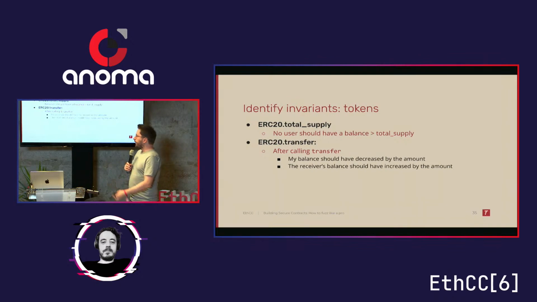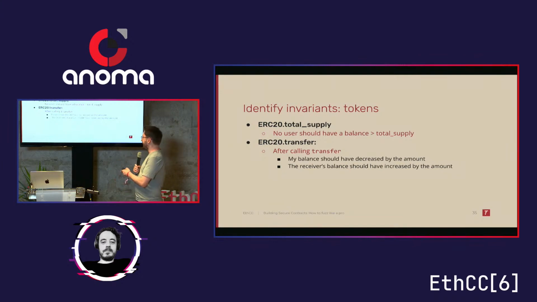You can also start thinking about individual functions. If you have a transfer function, what should be the behavior of a transfer? Here you can think about two things. The first one, the balance of the sender should decrease, and the balance of the receiver should increase. That makes sense, right? Actually, if you write those invariants, they are going to break.